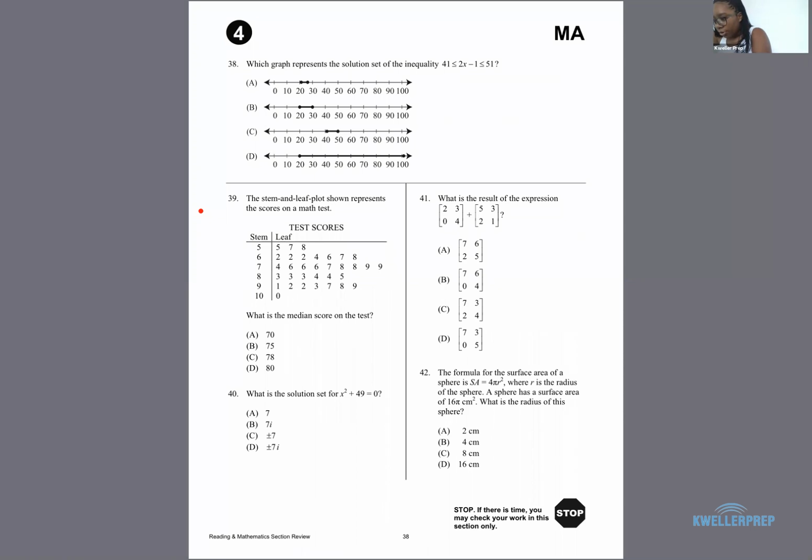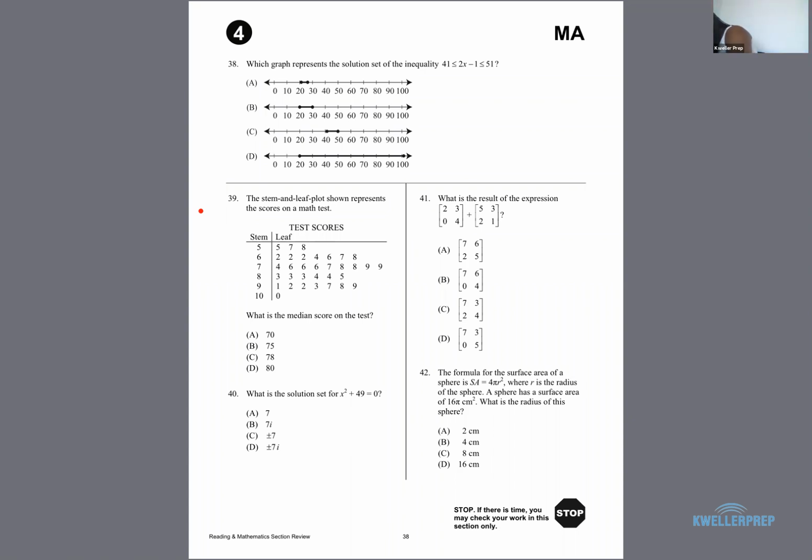Okay, which graph represents the solution set of the inequality 41 is less than or equal to 2x minus 1, which is less than or equal to 51? Now, when you're working with inequalities like this, whatever you do to the center, you have to do to both sides. So let me show you what I mean by actually doing it out. You have 2x minus 1. You want to solve for x. You need to add the 1 to both sides in order to get rid of it here.